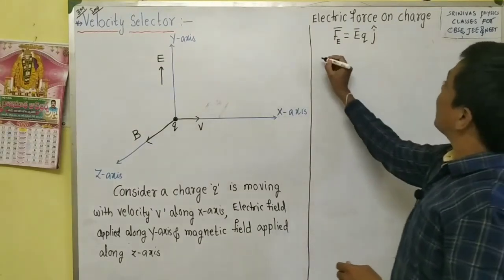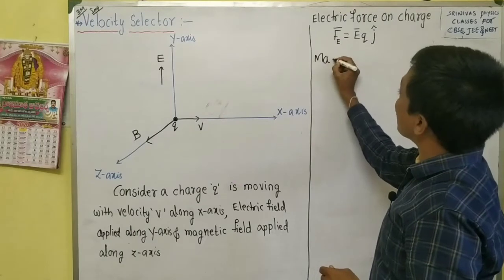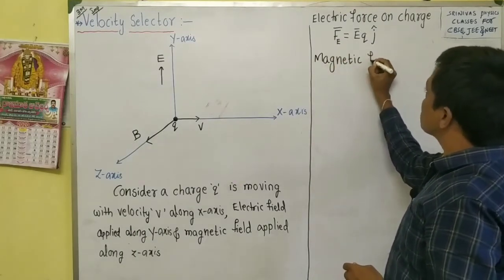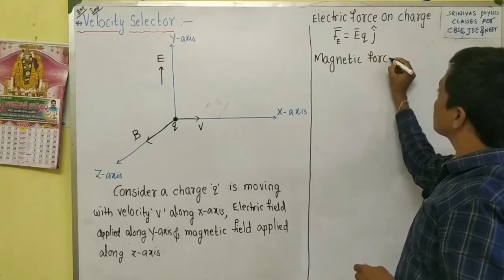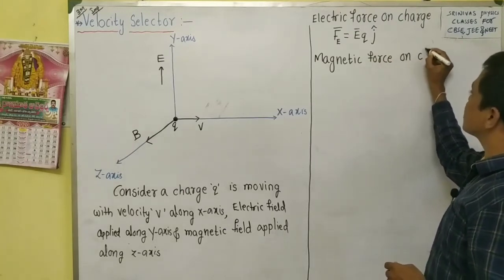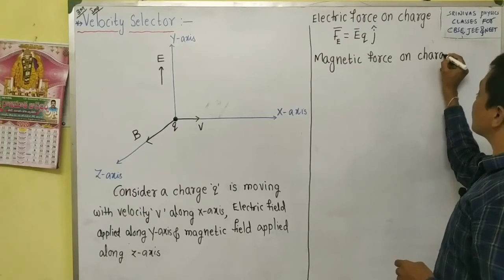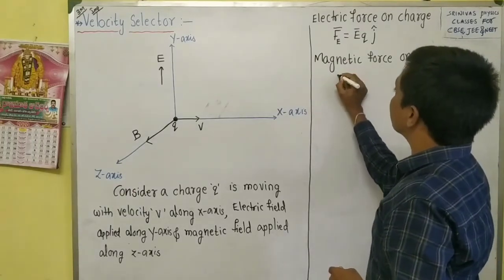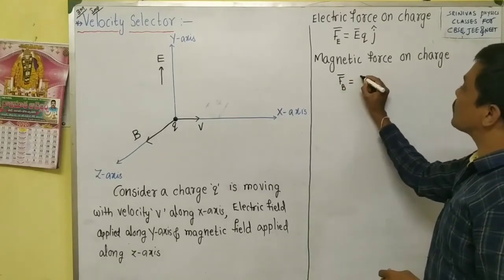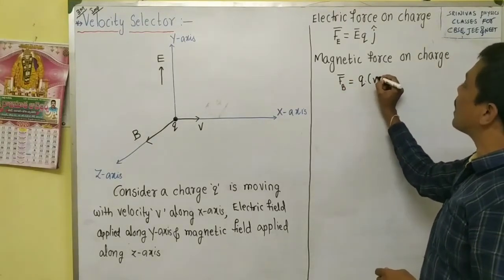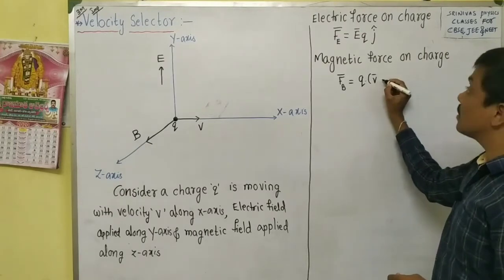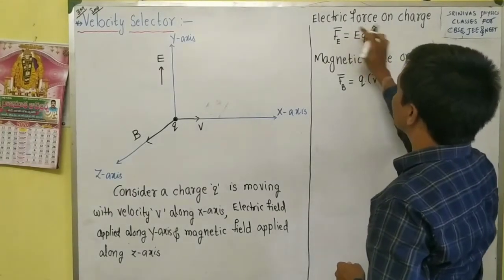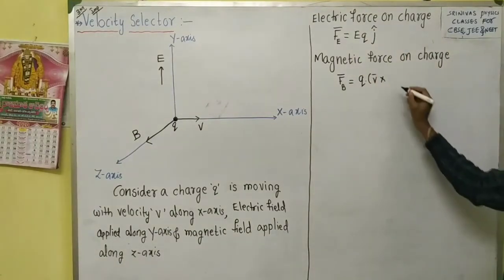Next, one more force will act, the magnetic force. I want the magnetic force on the charge. What is the direction of the magnetic force? That is F suffix B. Its formula is Q into V bar cross B bar.